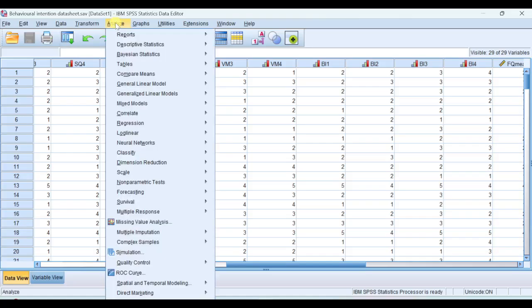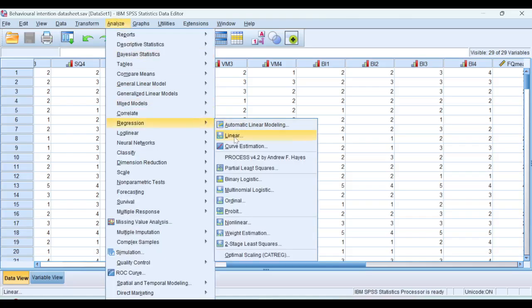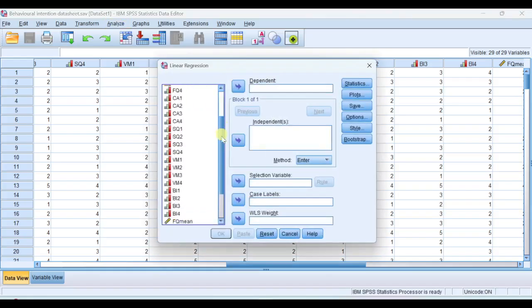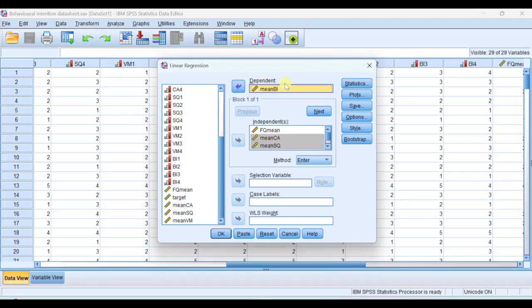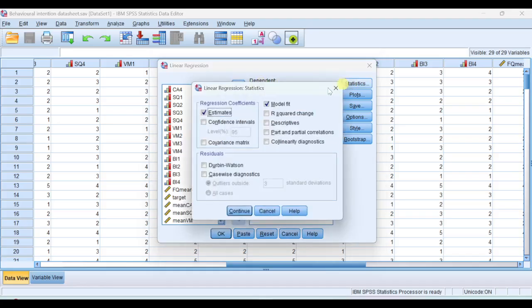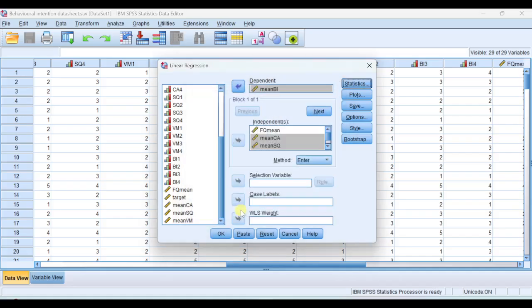So for that, I'll go to analyze, regression, linear, and here I need to put in the mean values. So first I take mean of FQ in the independent, mean of CA, SQ and VM. So 4 independent variables, and the mean of BI, that is my dependent variable, like this. In the statistics bar, I click on R square change, I click on descriptives and I click on confidence intervals. That is what I need for now. I click on continue and click on OK.